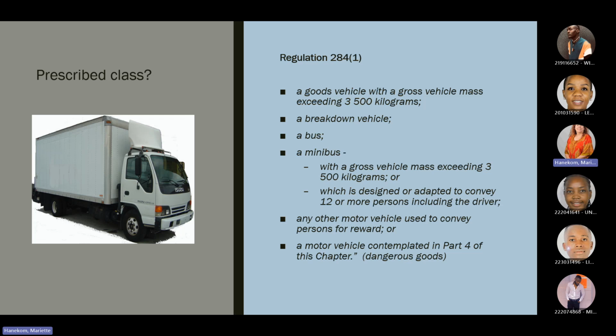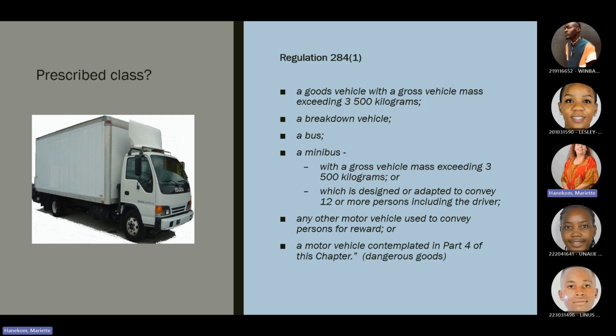Used for reward means that somebody else pays you to be transported, or somebody is paying you to transport their goods. But even if you have a business and this business has a truck that is bigger than 3,500 GVM, but you're using it purely for your own business, not to transport your own workers, for example, but people aren't paying you, so you're not using it for reward, it must still be registered. The operator must still register.